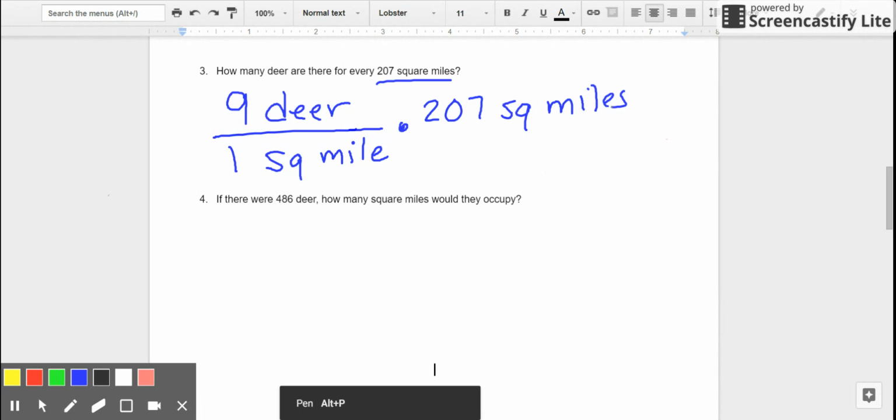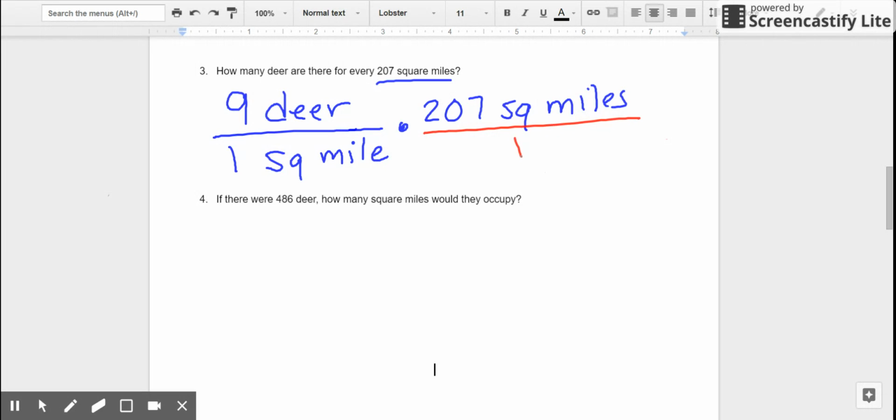When I do this, my units will cross out. Here I've got 207 square miles in the numerator, 1 in the denominator, and I'm multiplying by 9 deer in 1 square mile. The square miles cancel out. So I can then take 9 deer times 207. When I take 9 times 207, I get 1863. So in 207 square miles, there are 1,863 deer. Don't forget to include your units.